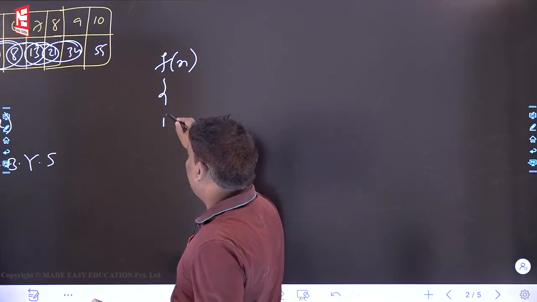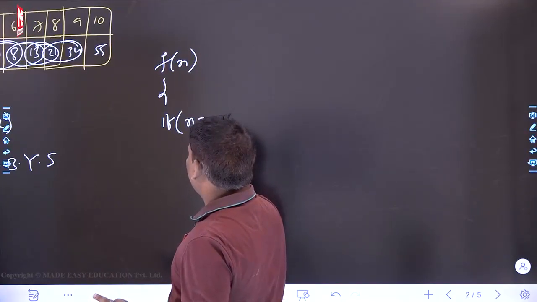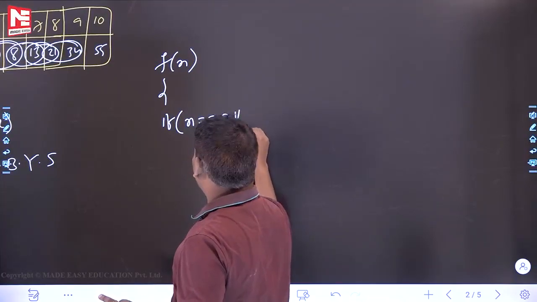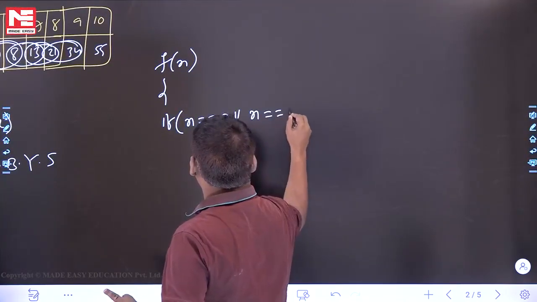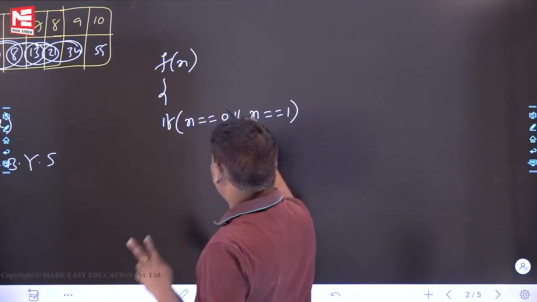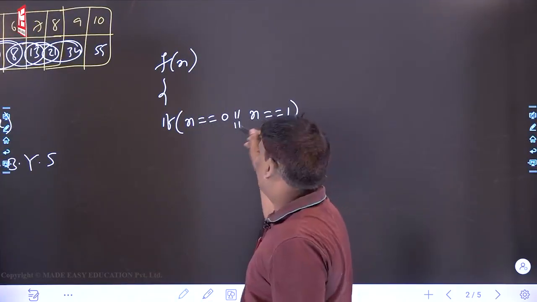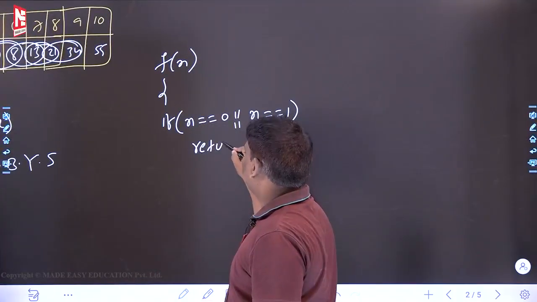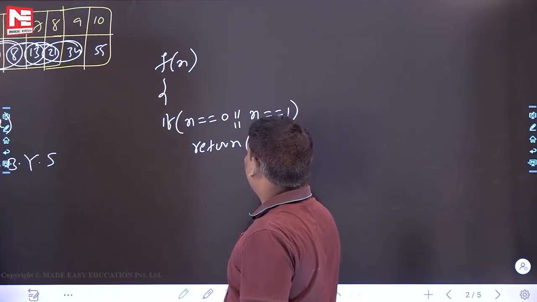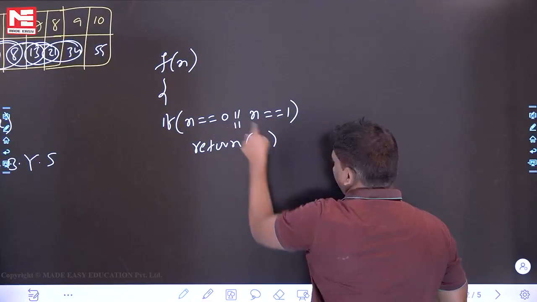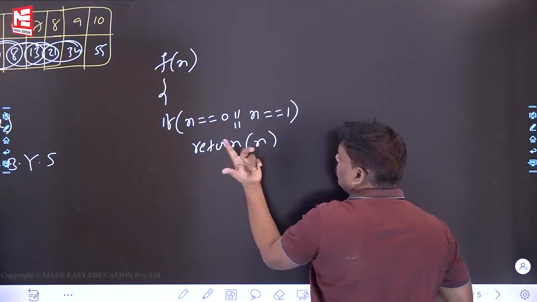See this one. I am writing if n is equal to 0 or n is equal to 1, meaning Fibonacci of 0, Fibonacci of 1, any one, then the answer is going to be: return n. If n is 0, then return 0. If n is 1, return 1.